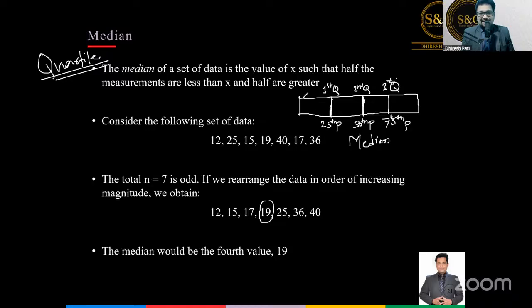So in the data set, this is the lowest value, LV, then the first quartile, median, third quartile, and this is the highest value, HV. This is my lowest value. This is my first quartile. This is my second quartile. This is my third quartile. And this is my highest value, HV. Are you clear with this? Just give me yes in the chat box.